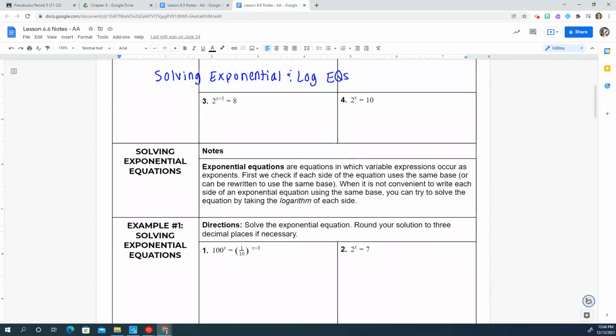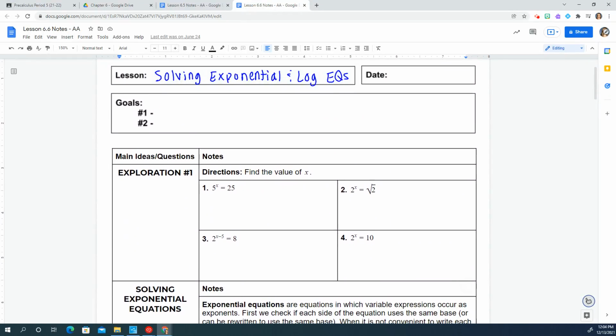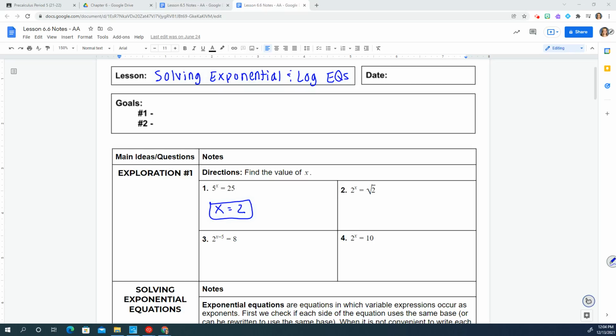All right, now, some exponential equations you probably could do in your head, such as this one. This is asking you 5 to what power would give you 25. X would have to be 2, right? Because we know 5 squared is 25. All right, 2 to what power would give me the square root of 2? Any guesses?